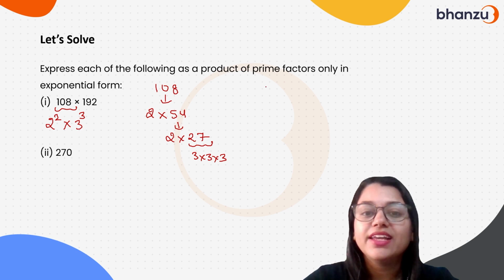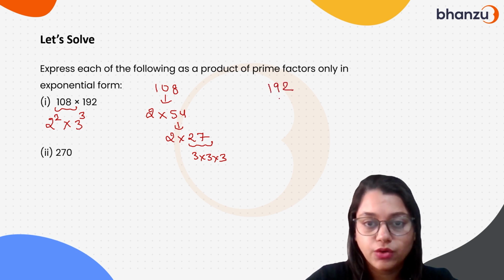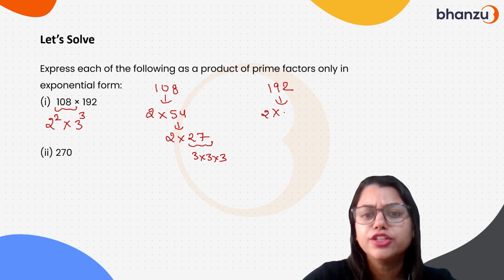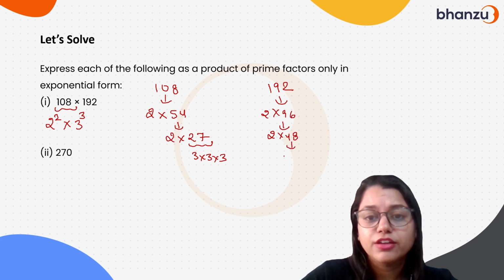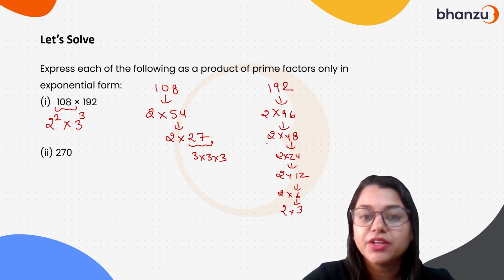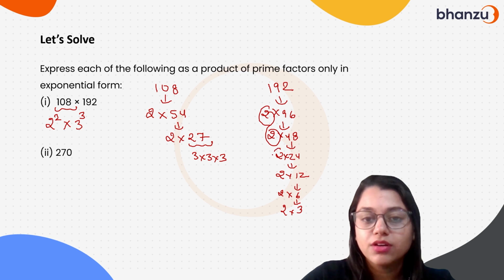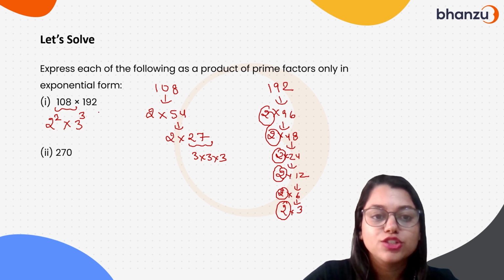Alright. Now similarly, let us break this number 192. So this will be written as 2 into 96, which will be further written as 2 into 48. Then 2 into 24, then 2 into 12, then 2 into 6 and then 2 into 3. So how many times is 2 appearing here? 1, 2, 3, 4, 5, 6, and 3 is coming one time. So we can write this number 192 as 2 raised to the power 6 into 3 raised to the power 1.